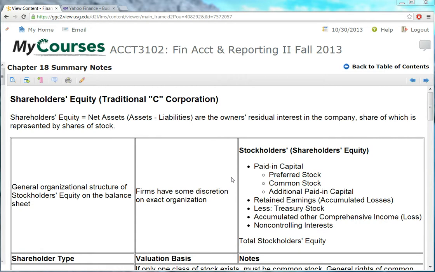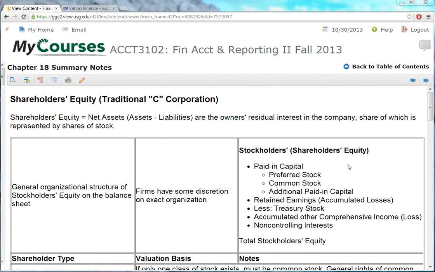So in the previous video we described the basic organizational structure to shareholders' equity, that being paid-in capital, typically listed first. That represents the initial ownership interest in the company. Retained earnings or accumulated losses represents the accumulation of net income or losses in the company over time. Treasury stock occurs when a company goes out and purchases its own shares of stock. That is a reduction to shareholders' equity.